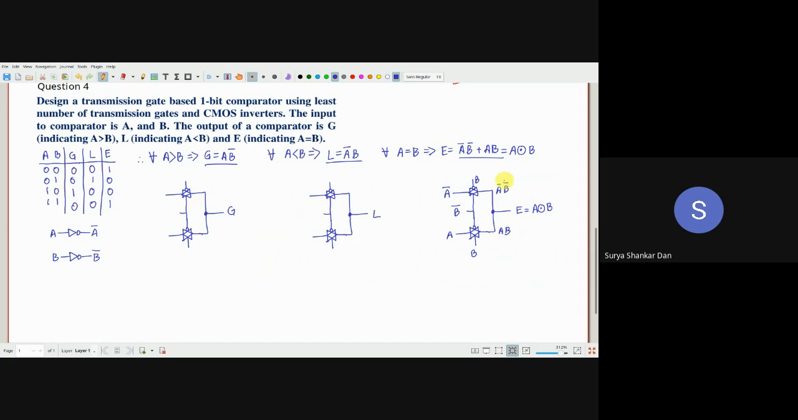Okay. Now for this L, A bar and B. So that means I'll simply put A bar here and B. So this will give you A bar and B. If here there is B, what will you put here? B bar, because remember this is going to the PMOS. Okay, if here there is B bar, then what will you put here? B. Cool.